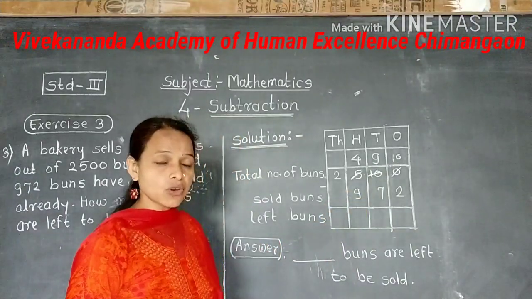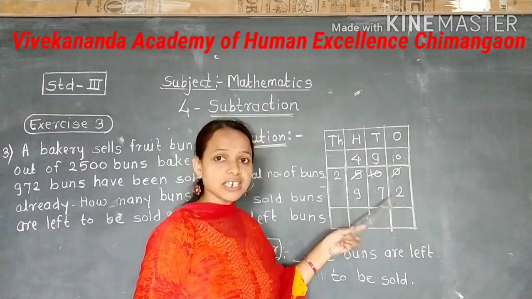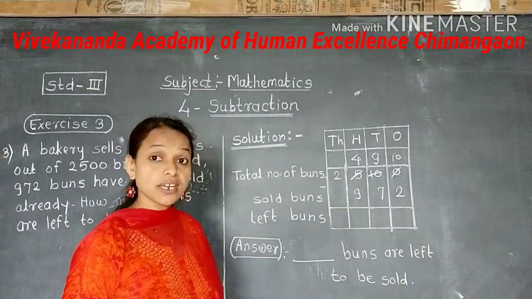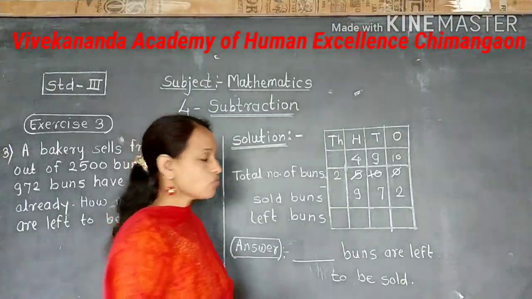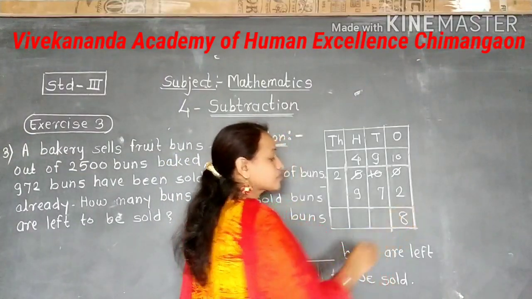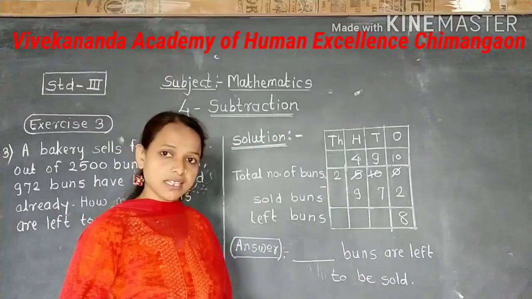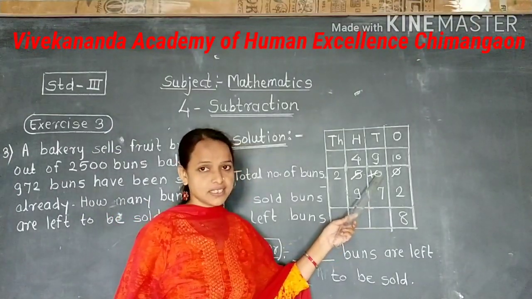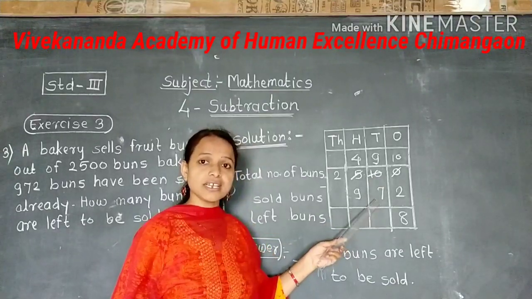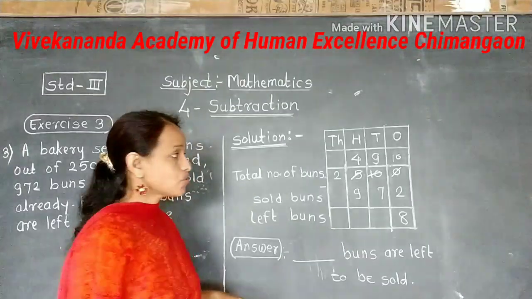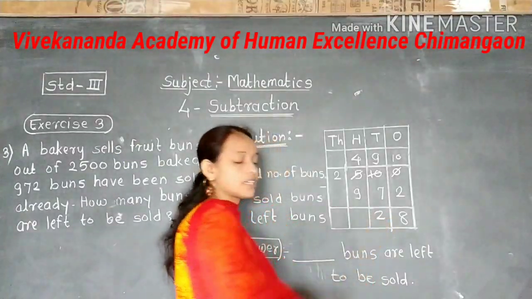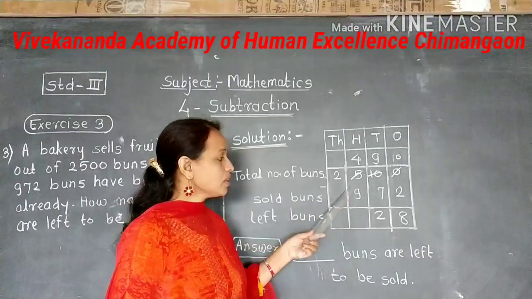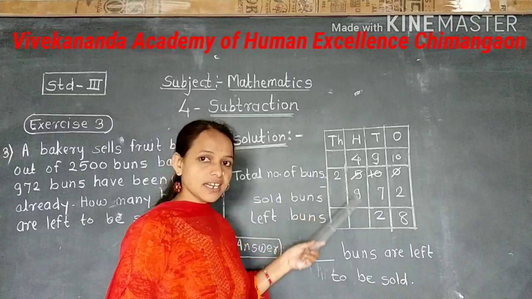Now we can subtract ones. So here we subtract 2 ones from 10 ones. 10 minus 2, 8. So 8 we write in ones place. Next, subtract tens. So subtract 7 tens from 9 tens. 9 tens minus 7 tens remain 2 tens. So 2 we write in tens place. Next, subtract hundreds. Now here 400s are less than 900s.